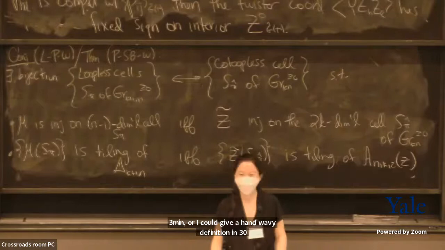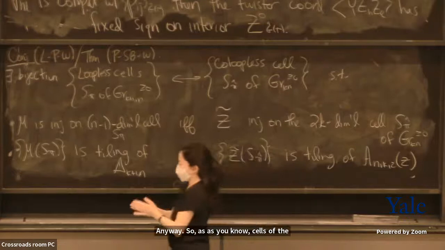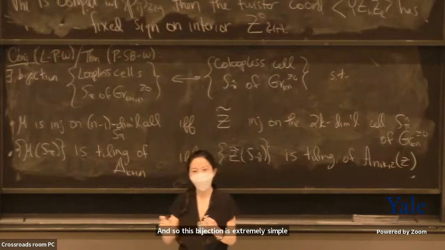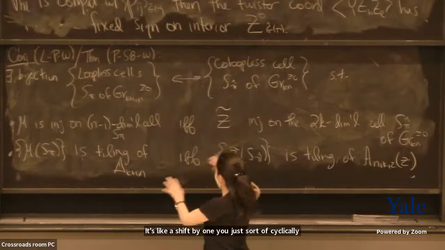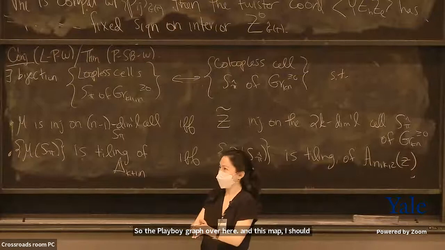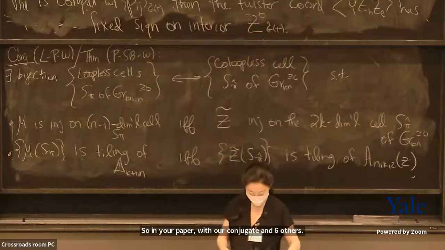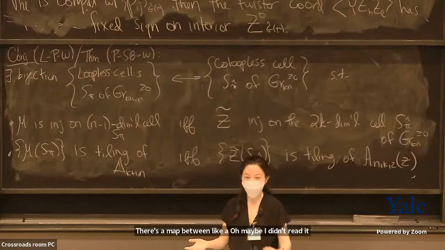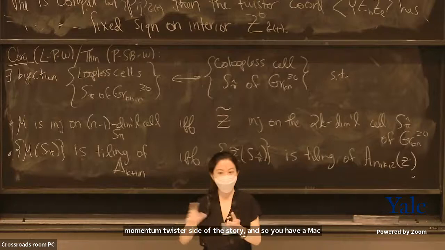Anyway, as you know, cells of the positive Grassmannian are in bijection with things like decorated permutations and reduced plabic graphs. And this bijection is extremely simple. On the level of permutations, it's like a shift by one: you just cyclically rotate your permutation by one. On the level of plabic graphs, there's also a very easy way to go from the plabic graph over here to the plabic graph over here. In your paper with Arkani-Hamed and others, there was a map between a twistor side of the story and a momentum twistor side of the story, a map on cells connecting those coordinates. And this is like an M equals two analog of that map.